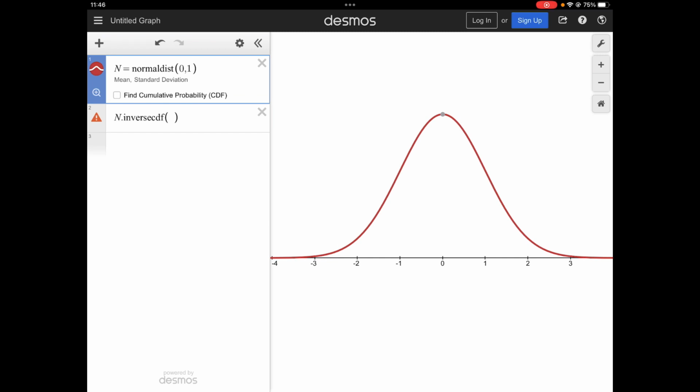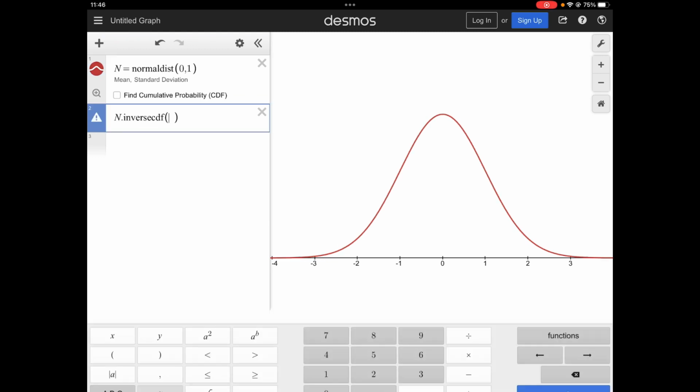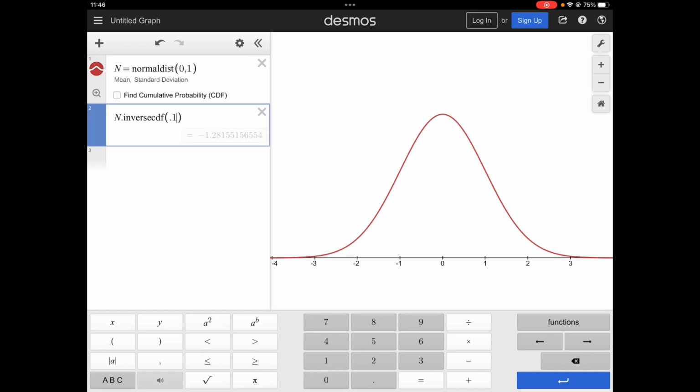So in the next line, we're going to do N period, inverse CDF. You can find these in your function menu under distributions, or just type it in and it'll show up. Then in our parentheses, we put our 0.1700. And notice we get the same thing the calculator gave us.